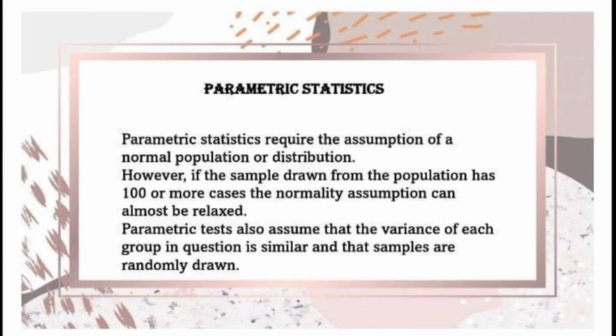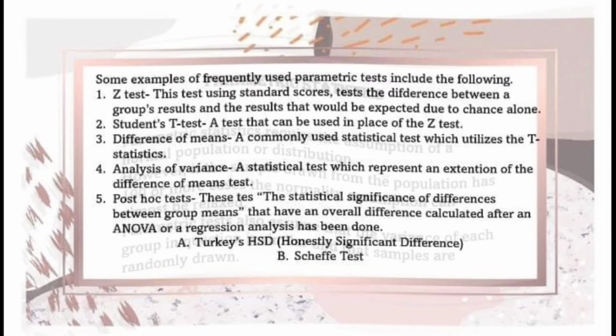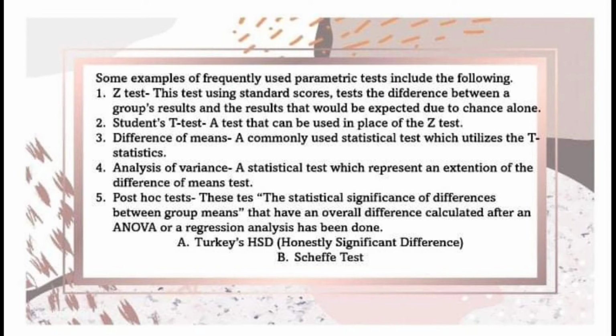Parametric statistics. Parametric statistics require the assumption of a normal population or distribution. However, if the sample drawn from the population has 100 or more cases, the normality assumption can almost be relaxed. Parametric tests also assume that the variance of each randomly drawn sample is similar. Some examples of frequently used parametric tests are the following.